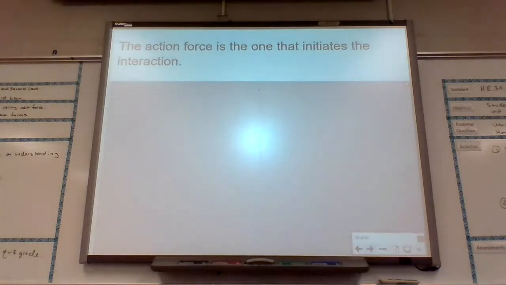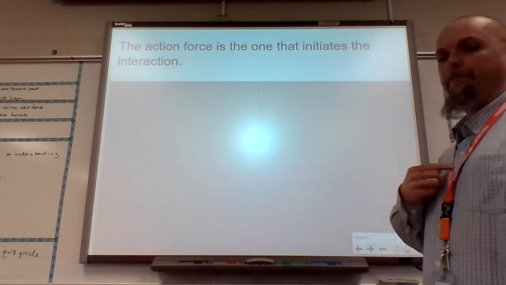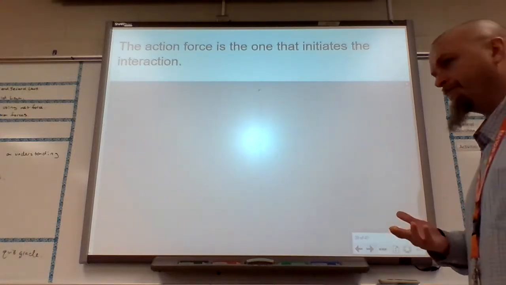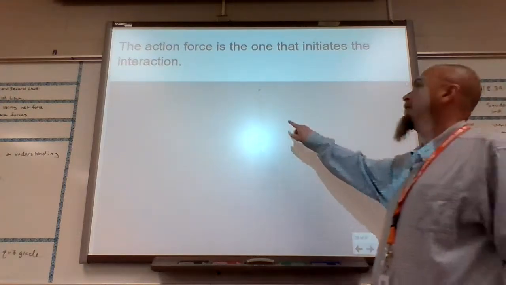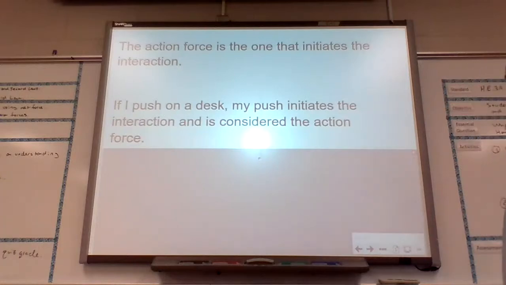Let's start with what the action force is. An action force is the force that initiates the interaction between two objects. The example I'll use is pushing on a desk. If I push on a desk, my push, what I do, initiates that interaction between the desk and me. My push would be the action force.